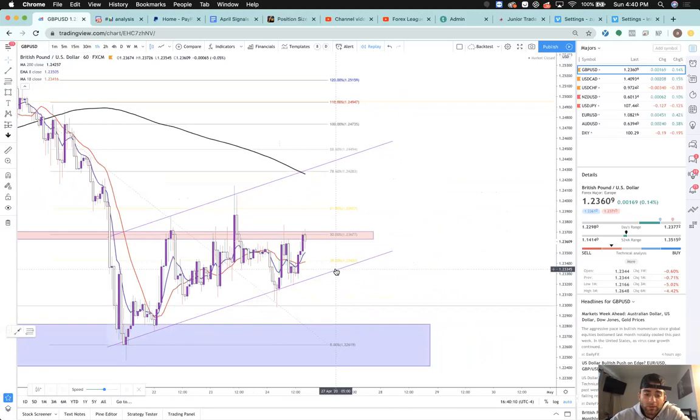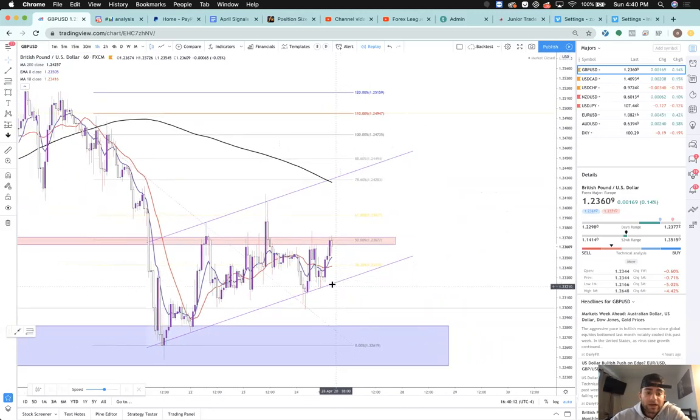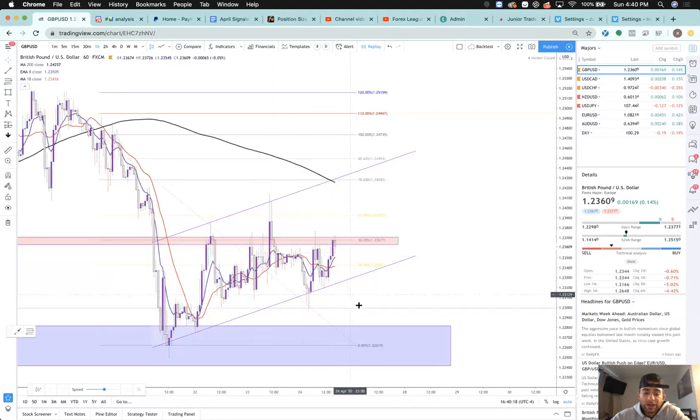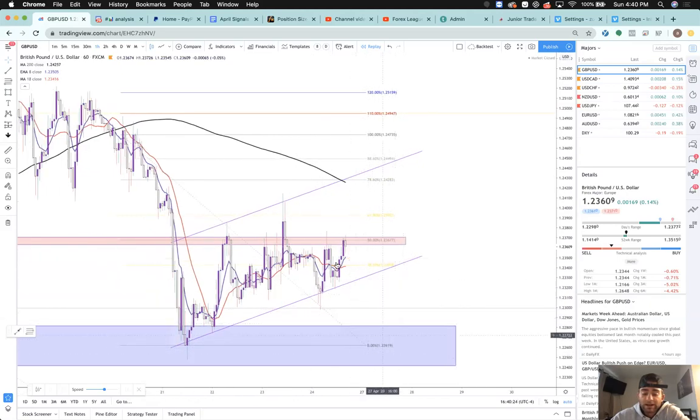So pretty much what I'm looking for on GU is a break below. I'm looking for a break below this trend line. I'm looking for a break below this channel that we're in. And I'm going to basically target this blue area. And I'm going to look to see how price reacts there to even head lower than that.